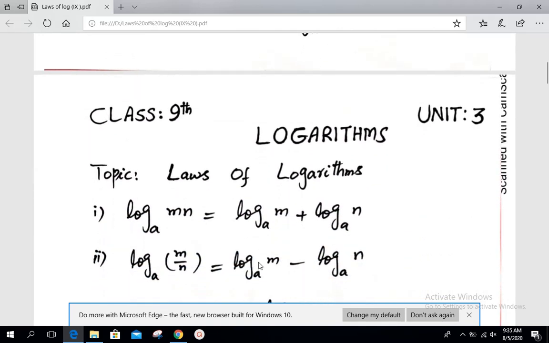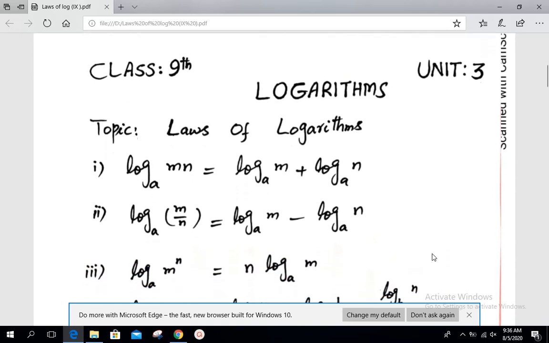Laws of logarithm. The first law is log mn with base a is equal to log of m with base a plus log of n with base a. You can observe here that on the left hand side m and n are being multiplied, so this law converts this multiplication into addition. Second law, log m over n base a is equal to log of m with base a minus log of n with base a. So be clear over here that there was quotient. Second law says that it converts quotient into difference, into subtraction.